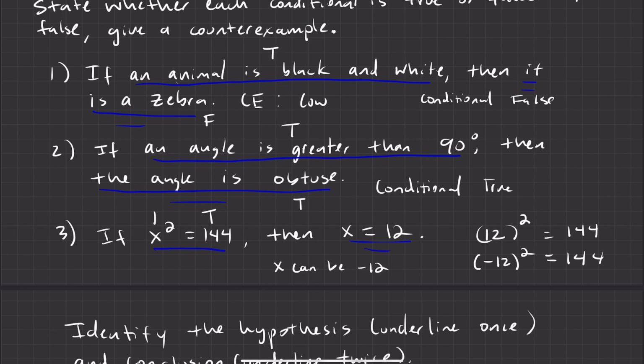So what is this, by the way? You're wondering, what the heck is this? This is my counterexample. We understand that this statement here is true, but this statement here is false because it is not always x equals 12. Therefore, I can provide that counterexample, x can be negative 12, to disprove this statement. So the conditional of this is false.